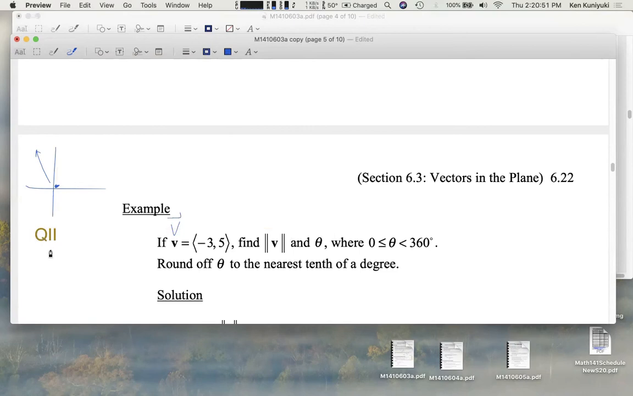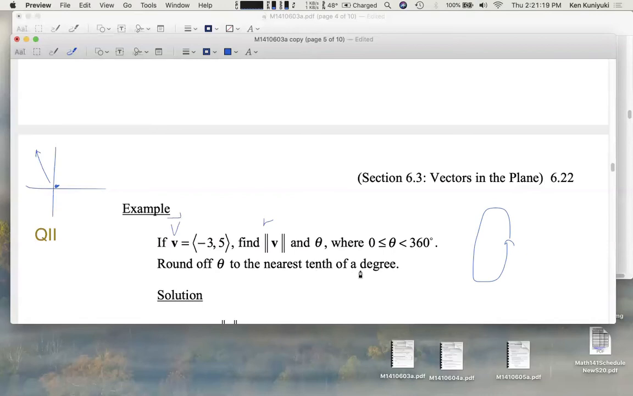Okay, we're going to deal with the quadrant 2 angle. If the vector is this, in component form, find the magnitude or length of v. Remember, we're thinking of that as r. And also the direction angle theta, where theta is between 0 degrees and 360 degrees. Some angle in here has to work, right? Pick the right one. Let's round off theta to the nearest 1/10 of a degree.